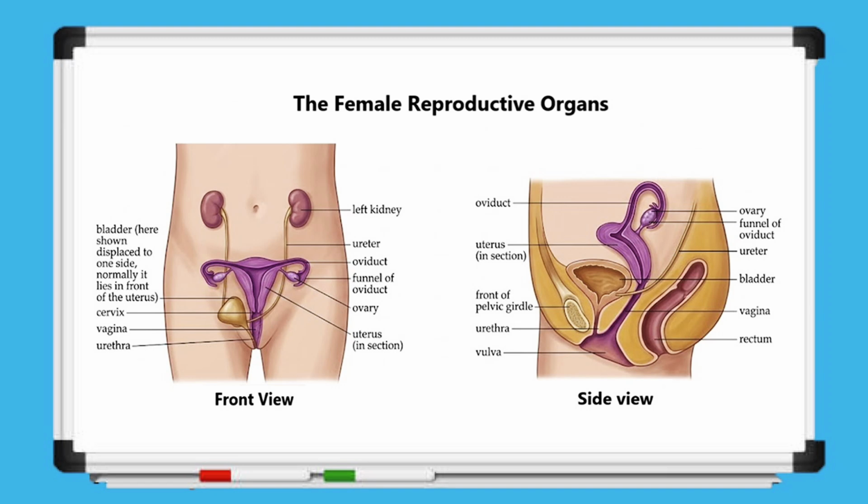The uterus, also known as the womb, is a thick muscular organ located in the pelvic region. In the diagram it is shown in sections so that its internal structure can be seen clearly. The uterus is the place where a fertilized egg implants and where the developing baby grows during pregnancy. The lower narrow part of the uterus is called the cervix. It acts as a gateway between the uterus and the vagina. The vagina is a muscular canal that connects the cervix to the outside of the body and serves as the passage for menstrual flow and childbirth.